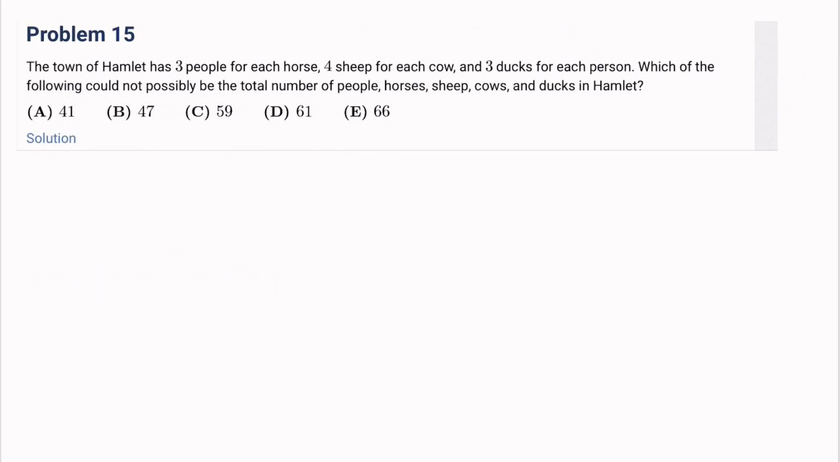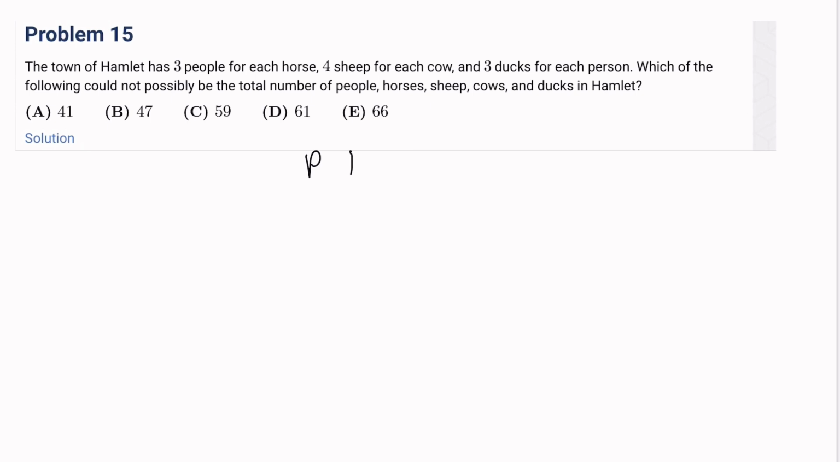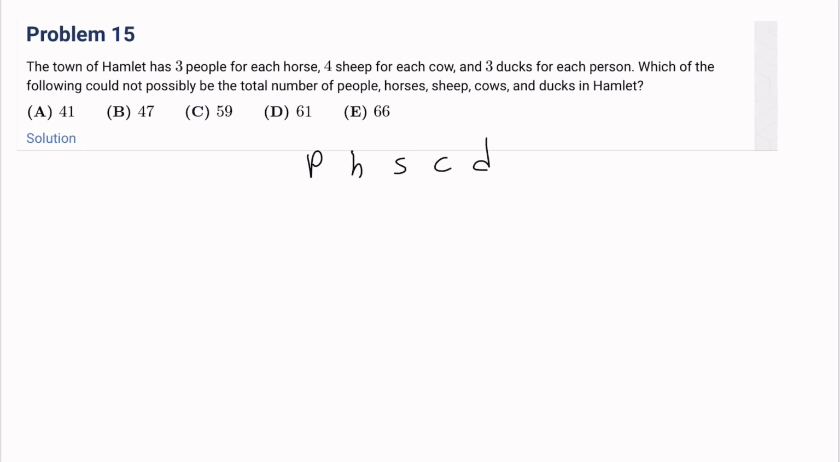Number 15. The town of Hamlet has 3 people for each horse, 4 sheep for each cow, and 3 ducks for each person. Which of the following could not possibly be the total number of people, horses, sheep, cows, and ducks in Hamlet? Okay, so we have people, horses, sheep, cows, and ducks. It has 3 people for each horse, so 1 horse equals 3 people, 4 sheep for each cow, so a cow is 4 sheep, and 3 ducks for each person, so ducks is 3 people, which equals 9 horses, right?